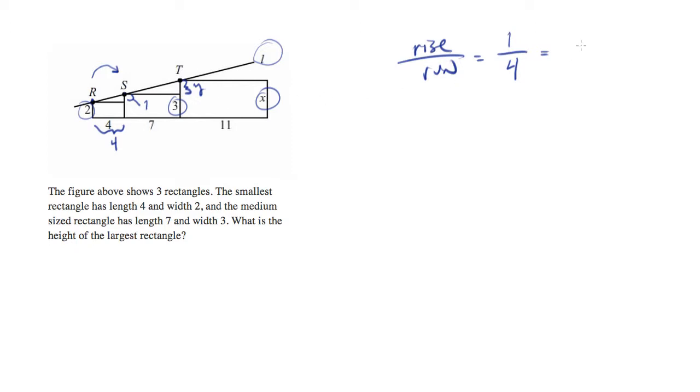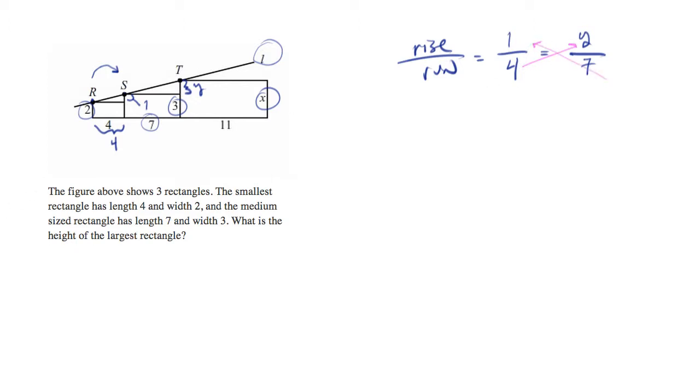Well, we can use the same proportion that we've been dealing with. Let's figure out the rise will be Y for a run of 7. So I'm using the medium-sized rectangle to do this calculation. And now we have an equation with one variable that we can solve.